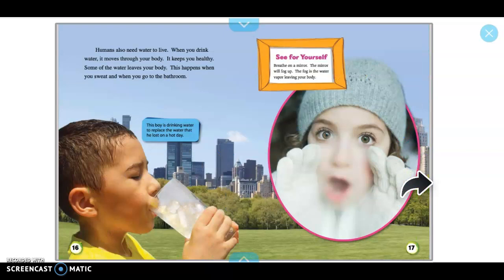Humans also need water to live. When you drink water, it moves through your body. It keeps you healthy. Some of the water leaves your body. This happens when you sweat and when you go to the bathroom. This boy is drinking water to replace the water that he lost on a hot day. See yourself. Breathe on a mirror. The mirror will fog up. The fog is water vapor leaving your body.